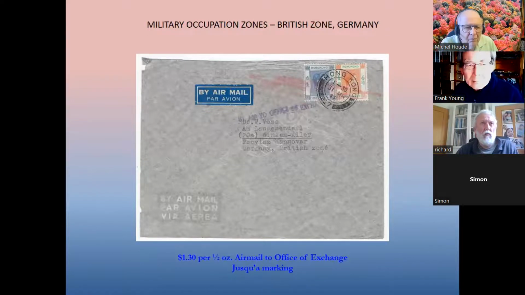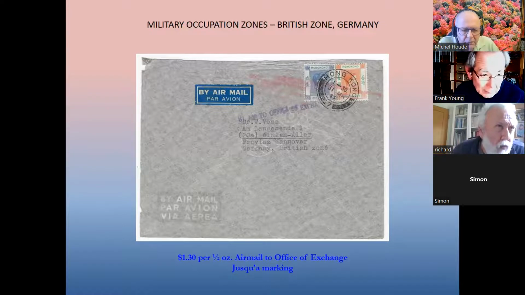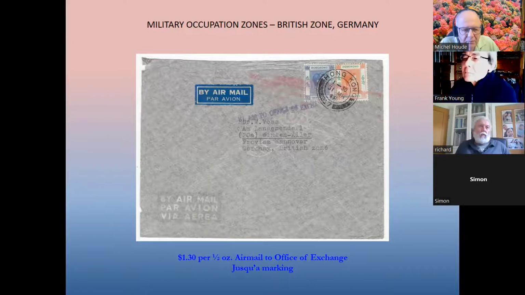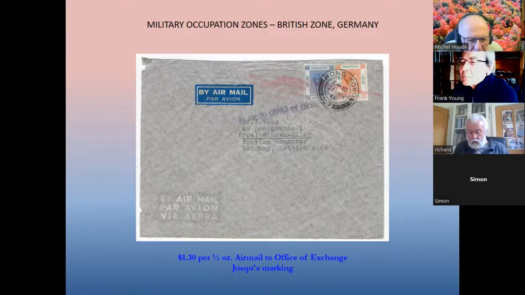So, of course, Germany after World War II was divided into different occupation zones: the French, the Russian, the American, and the British. And this one is going to the British zone. Again, with a Juska feature, this one going by airmail to the Office of Exchange only, and the 130 rate. And they specify province of Hanover, Germany, British zone. So it is going to an entity that issued its own stamps. And I consider this a destination cover, not to Germany, but to Germany, British zone.